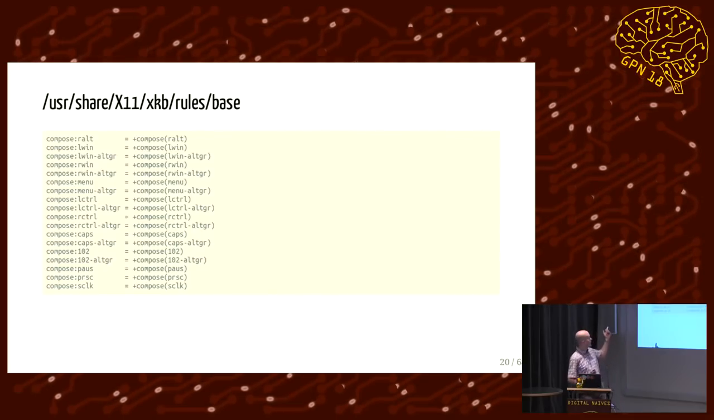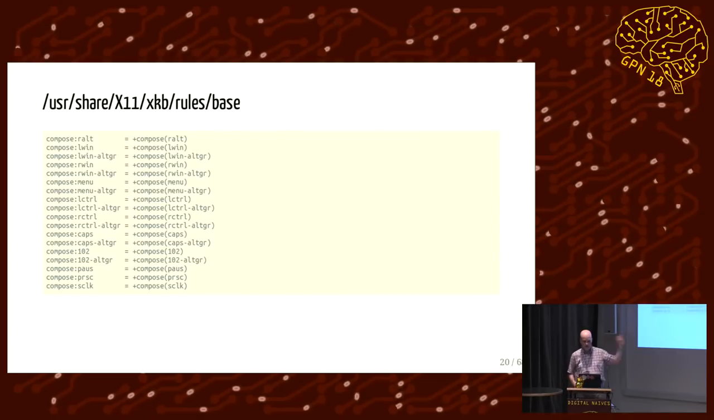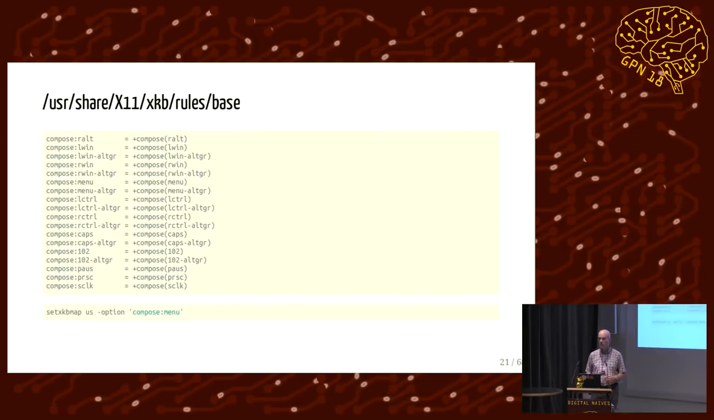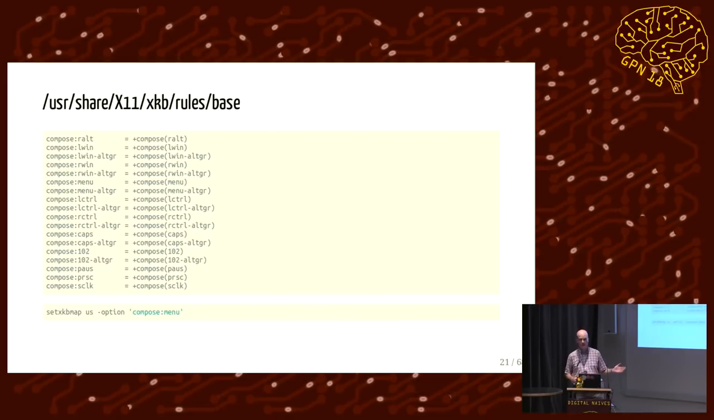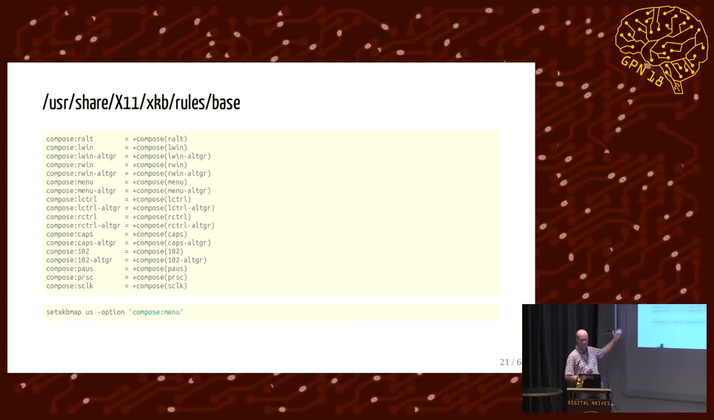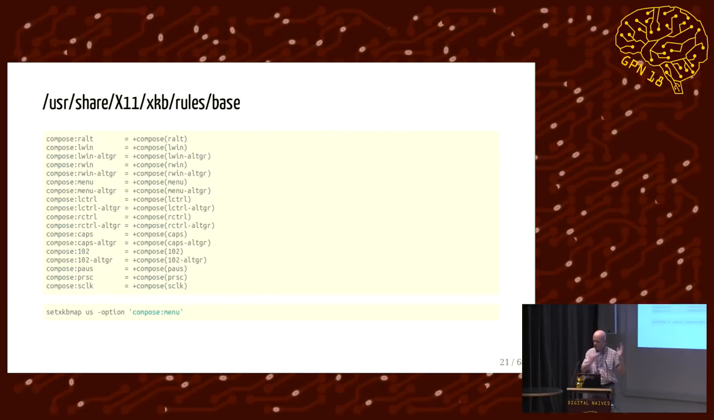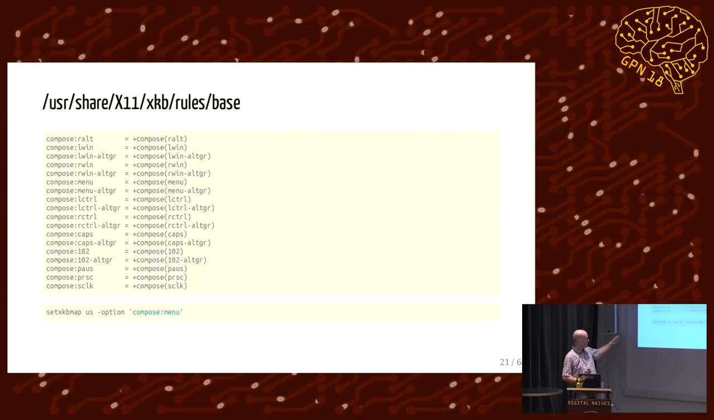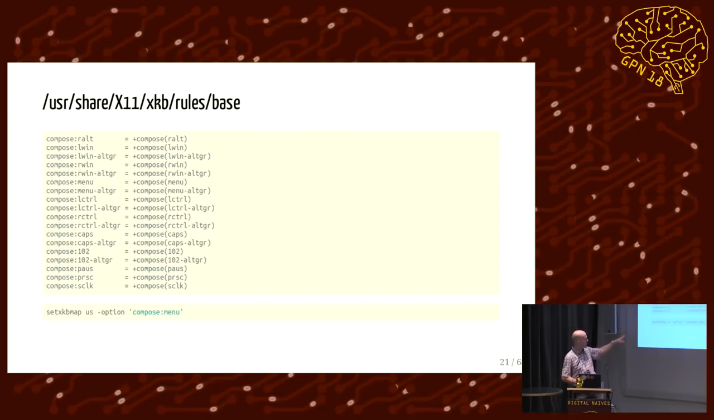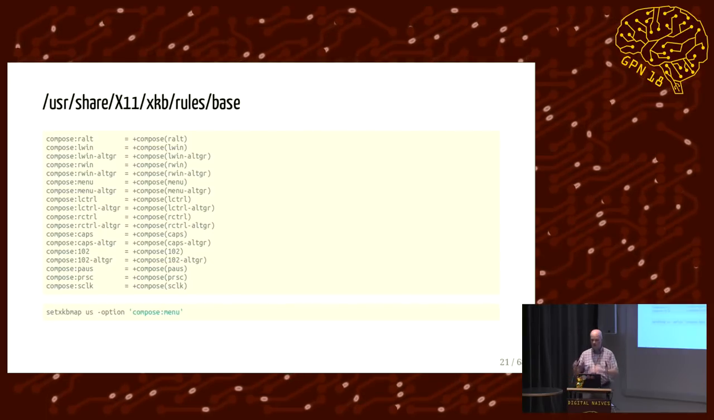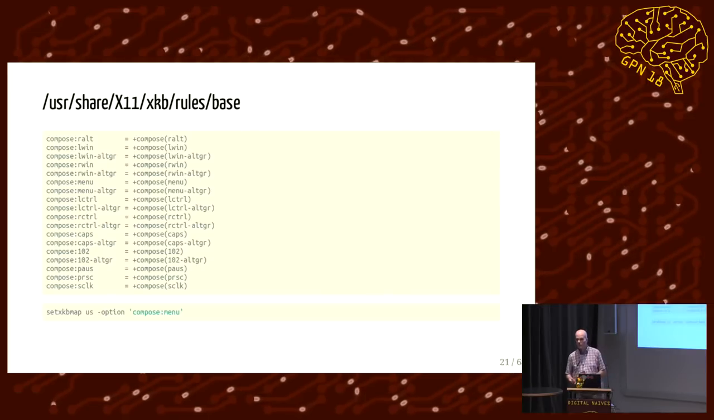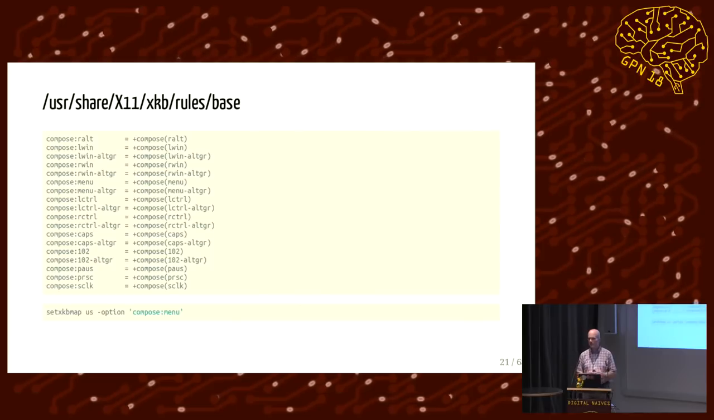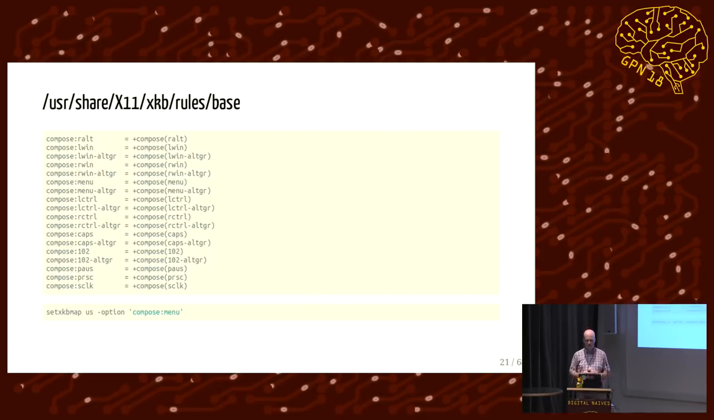In this file, there is a list of all the keys that can be mapped to compose, and everything you have to do is set XKB map, US or the keyboard layout you are using. You can do this even with your German or French or Polish keyboard layout, with the minus option compose, and then the name of the key you want to use. So this is how we can type in most European Latin-based alphabet languages what we want.